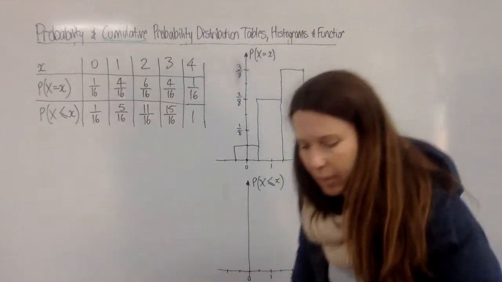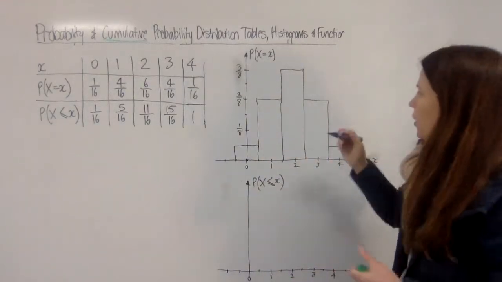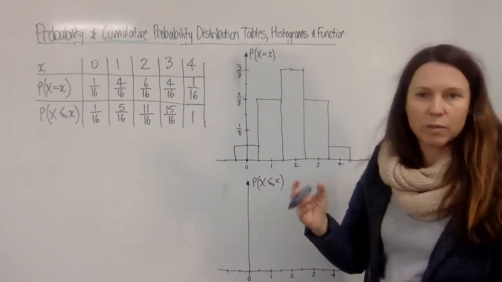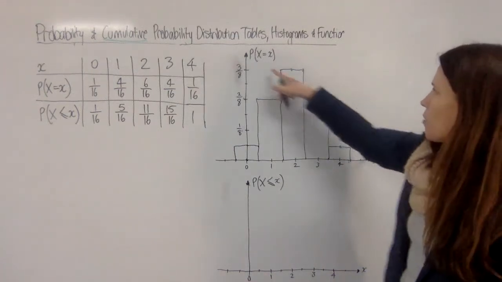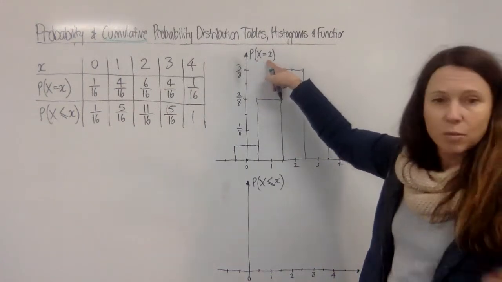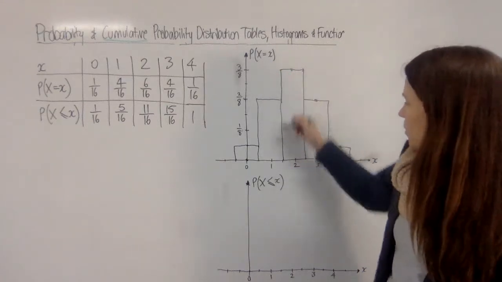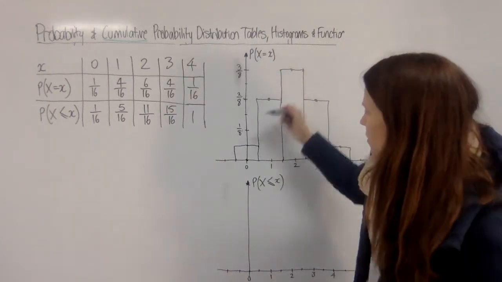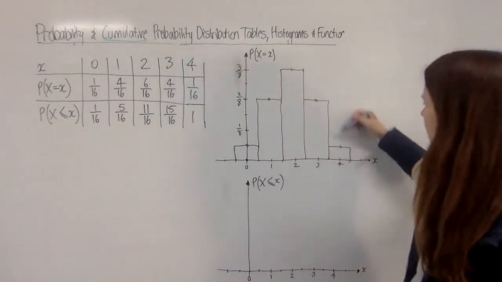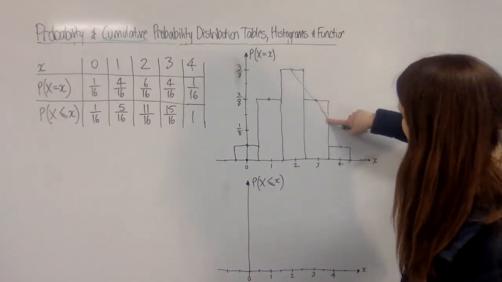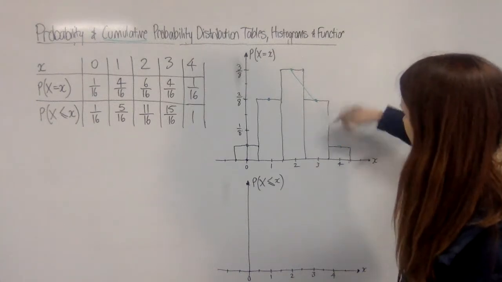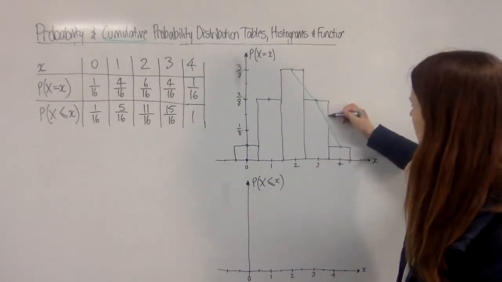Now when I go to make the polygon, it needs to join the most important part of the histogram. So in this case, we're looking at the probability of x being equal to some value. We want it to line up with the centre of the column, because that's what this graph is all about. Now if I go ahead and join those up with straight lines, well, that wasn't very straight, was it? But you get the idea. That was a bit dodgy.